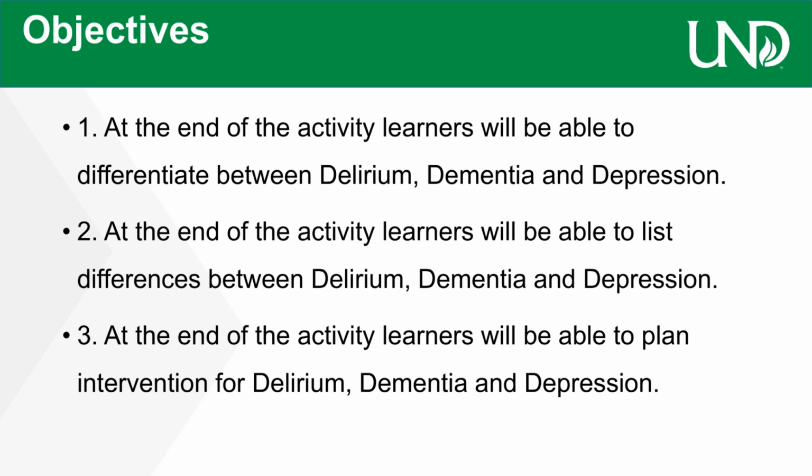We would like you to be able to use the materials to help differentiate between delirium, dementia, and depression. We hope by the end you can list some differences between delirium, depression, and dementia, and most importantly, we hope you will be able to plan some interventions based on your ability to differentiate between delirium, dementia, and depression.